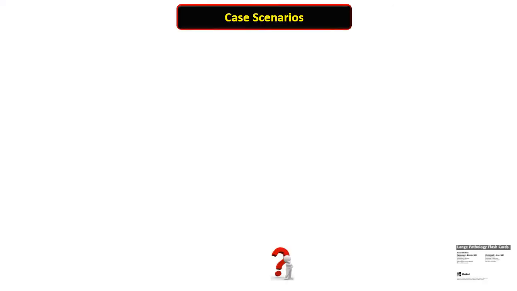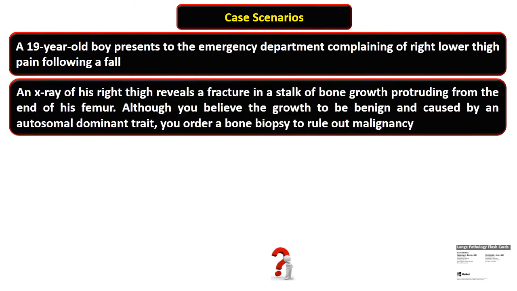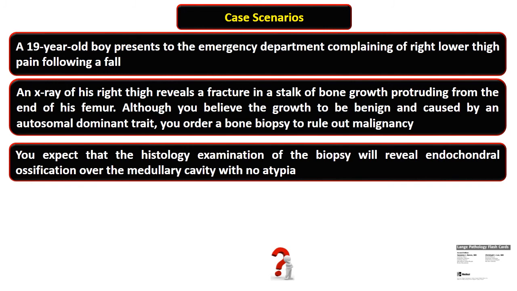So now we can answer the clinical scenario we saw earlier, in which a 19-year-old boy presented to the emergency department complaining of right lower thigh pain following a fall, and X-ray showed a fracture in the stalk of the bone growth protruding from the end of his femur. You expect that the histological examination will reveal endochondral ossification over the medullary cavity without any atypia.